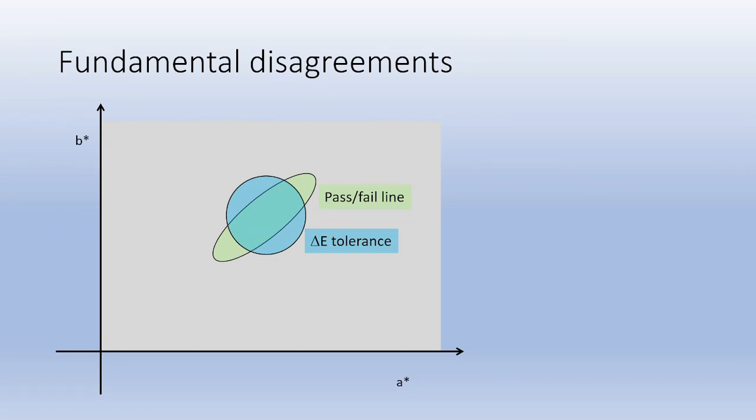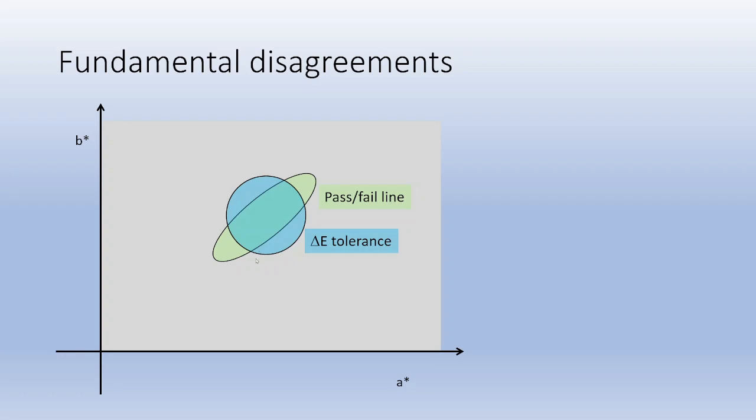Let me explain the difference between a delta E tolerance. Here we see in the blue circle, this is the delta E tolerance of some number. It's a circle around this point in the center. And the greenish thing, that ellipse, is the pass-fail line. In other words, this is where the color experts decided anything outside of this ellipse was out of tolerance, anything within that is in tolerance.